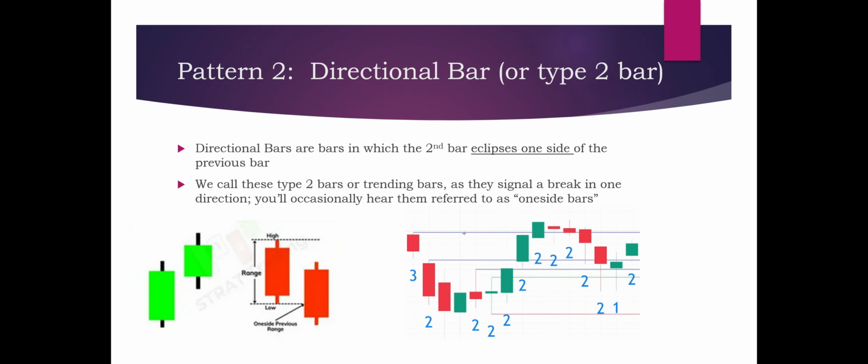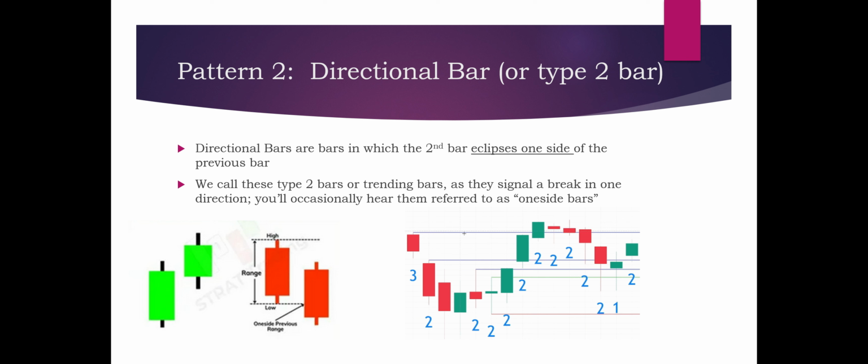So this second type of setup is called a directional bar or a type 2 bar. You'll also sometimes hear it referred to as a one-side bar. This pattern forms when the second bar takes out one side of the previous range. This is a signal that you have a direction that a given stock is going to move. It's letting you know that some sort of a break has occurred, either a breakout if it's moving higher or a breakdown if it's moving lower.